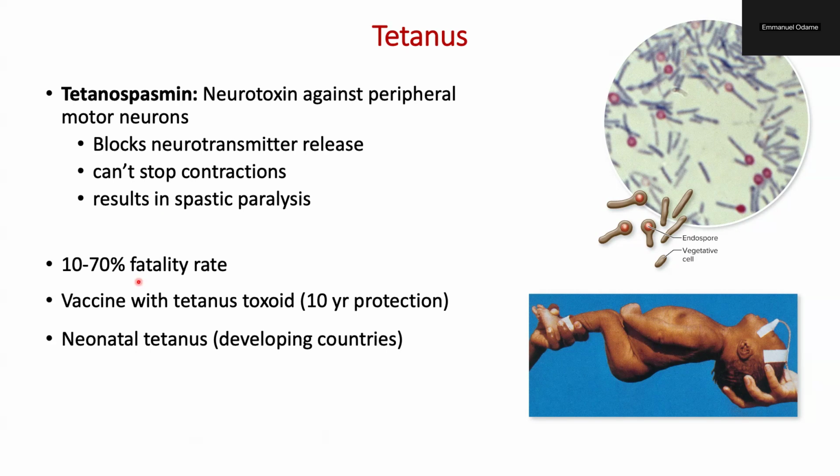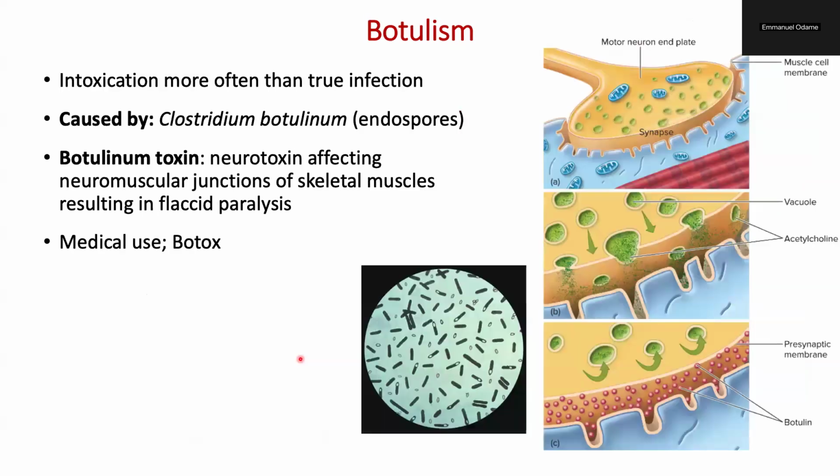Vaccines with tetanus toxoid, which gives about 10-year protection, are known. I think most of you by now have had tetanus vaccine injections. We have neonatal tetanus, which is more common in developing countries, as I mentioned earlier. Mostly they give you vaccines against tetanus once you have been born, to protect the infant.